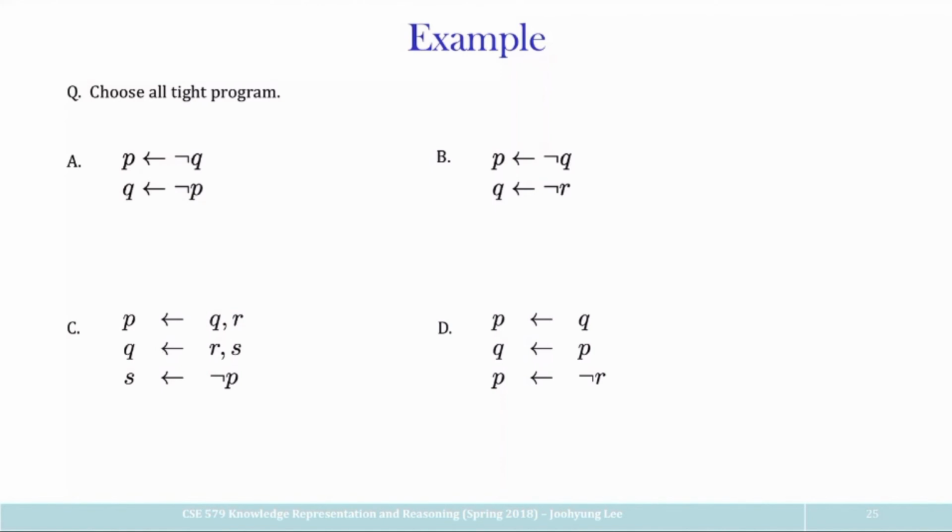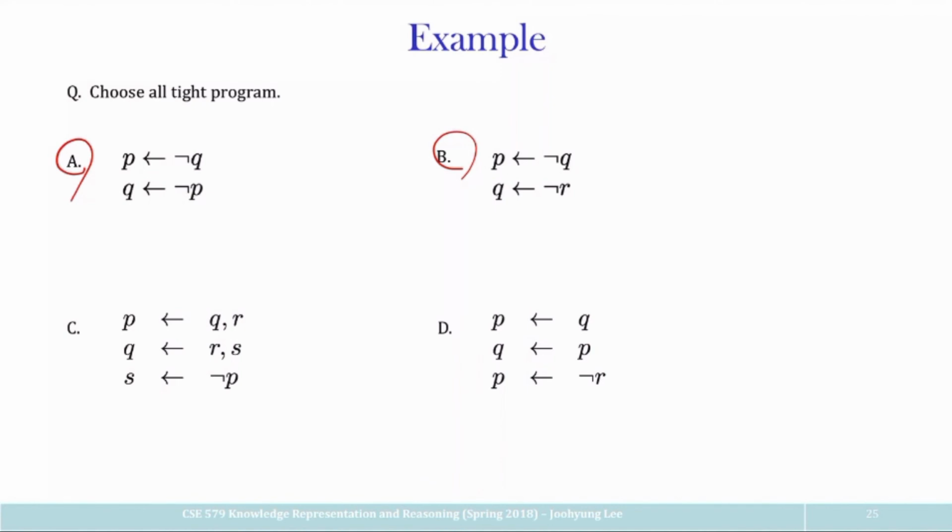So, what is the solution? Some people said A, B, C, some people said C, D. Surprisingly, there are four people who said D and also C. Good. So the answer is actually A, B, C. Let's see why. Obviously, for the first one there's no edge, so this is tight. The second one, no edge, tight.